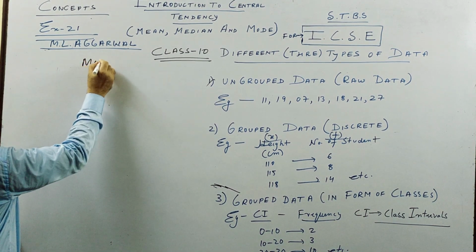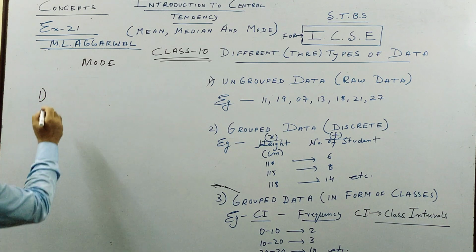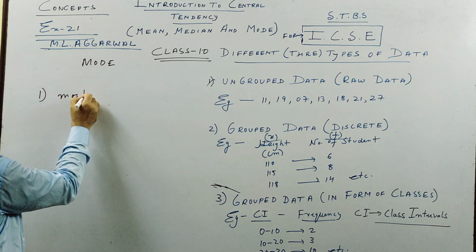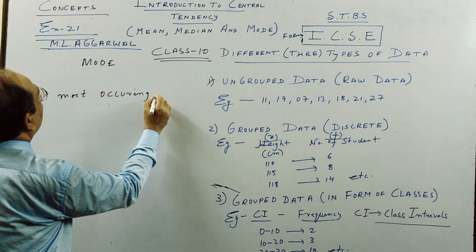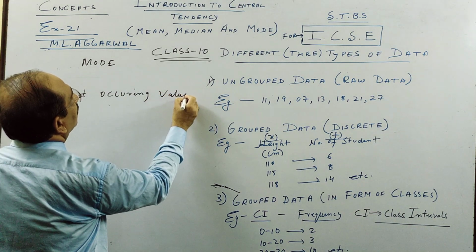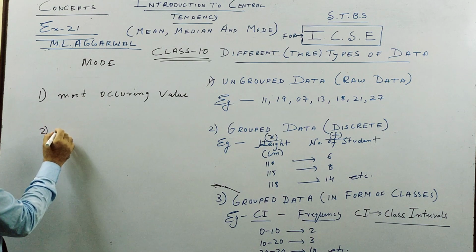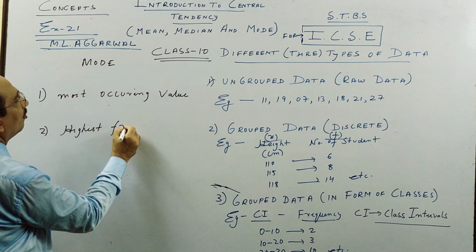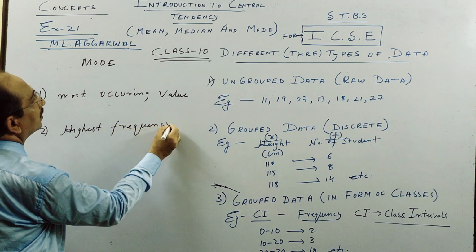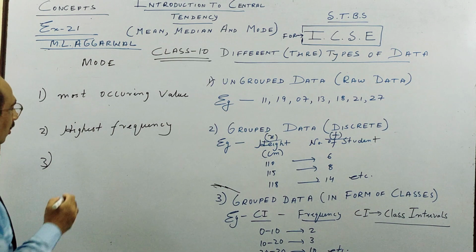So mode for number 1 is the most occurring value. Okay, there will be another wording which I'll tell you. Number 2, highest, we have to see the highest frequency. Okay, highest frequency. So I've already done that.